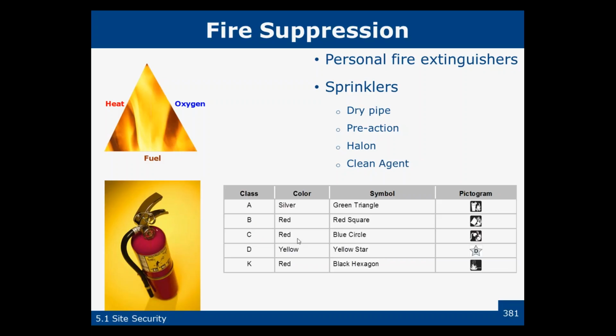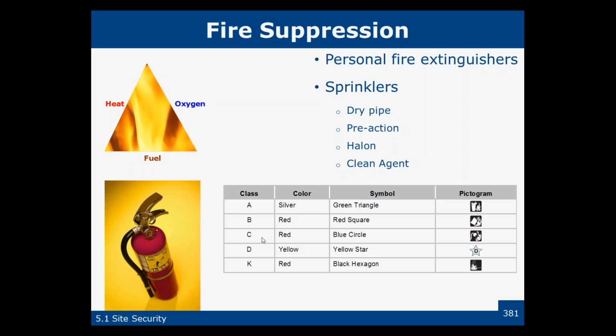Class C is an electrical fire. The fire extinguisher is going to be red. The symbol would be a blue circle, and the pictograms are over here. It's used to put out electrical fires because we don't want to induce corrosion into the wires. The real way you put out the Class C fires is to turn the power off so that the arcing and the sparking stops, and then the fire extinguisher is used to put the fire out that's in the insulation.